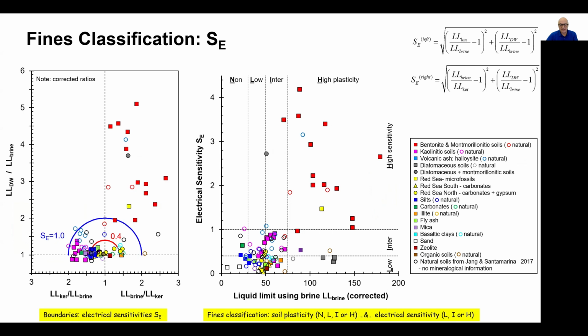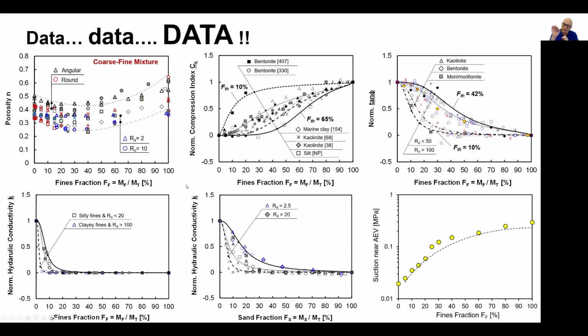And these are the charts that the system uses to determine both the level of plasticity and the level of chemical sensitivity. In order to fine-tune the boundaries, we compile extensive amounts of data. And here you see the porosity versus the fines fraction, and the porosity is minimum when the particles fill in the voids, and once the fine particles exceed a certain amount, they begin actually opening up.